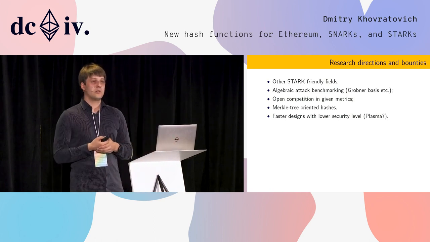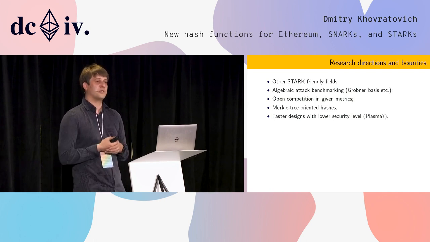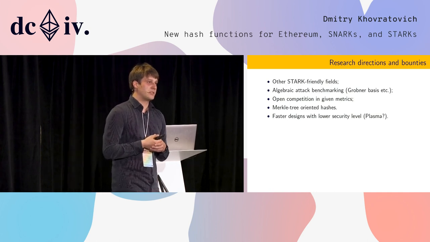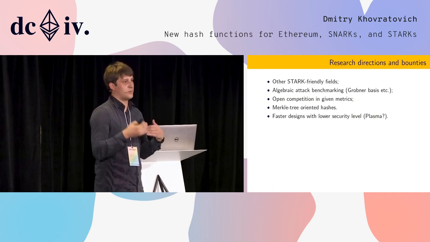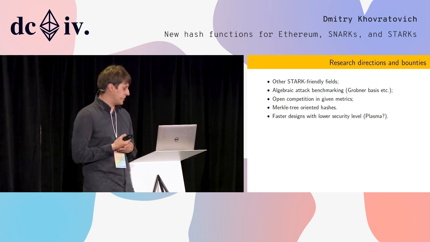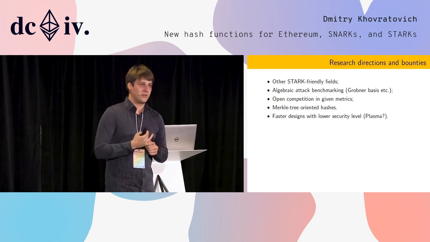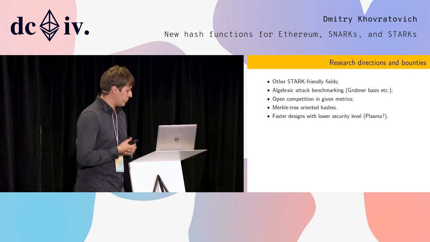It would also be cool to fix some metrics and have some kind of competition, where everyone can suggest a hash function that optimizes the number of constraints and withstands security attacks up to, I know, 128. Maybe design some Merkle tree oriented hashing. Tree-based hashing already exists, but maybe there can be something more optimal.